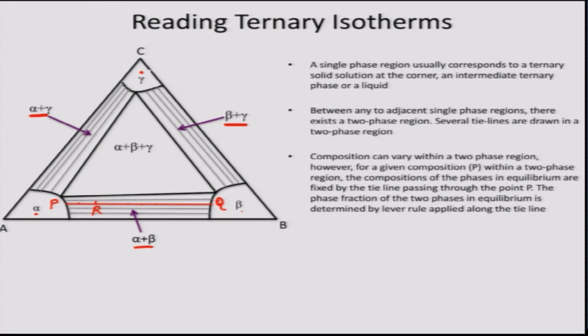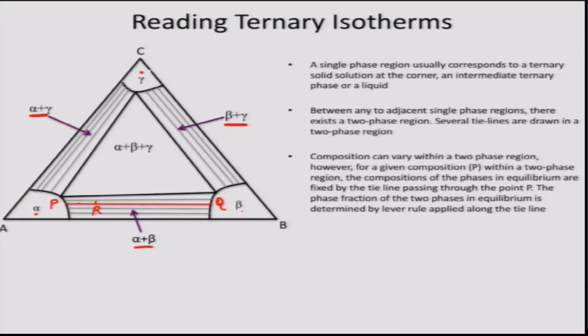The only thing that changes are the phase fractions of alpha and beta, and we can find the phase fraction by applying the lever rule. So, if I want to find the phase fraction of alpha at composition R, it would be simply F alpha is equal to QR over PQ, and the phase fraction of beta would be length PR over length PQ.